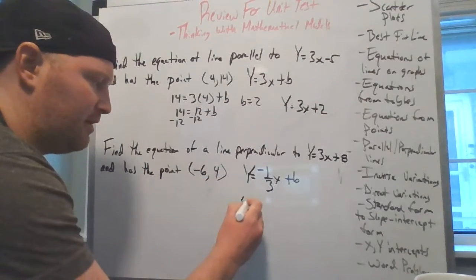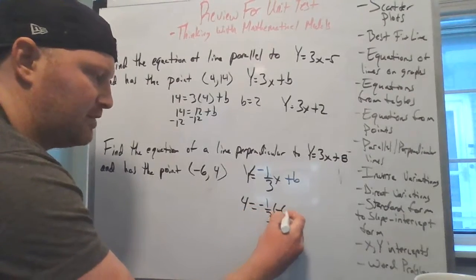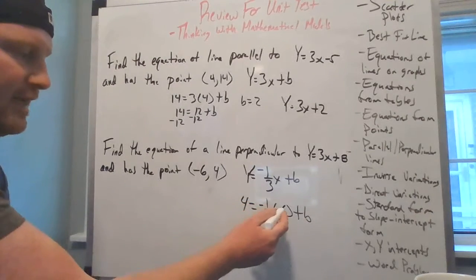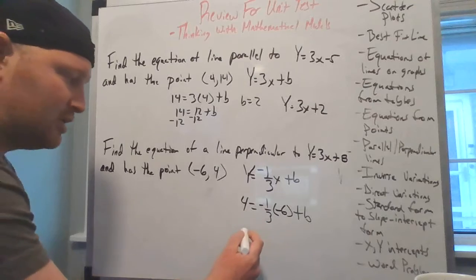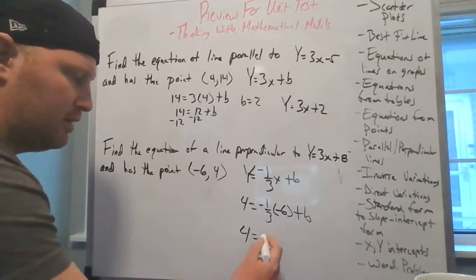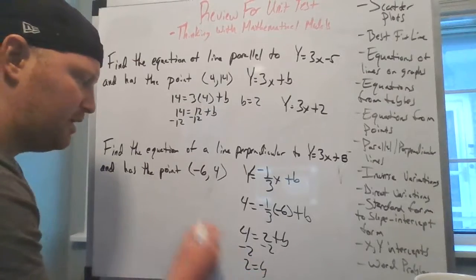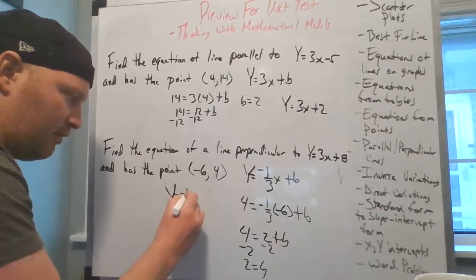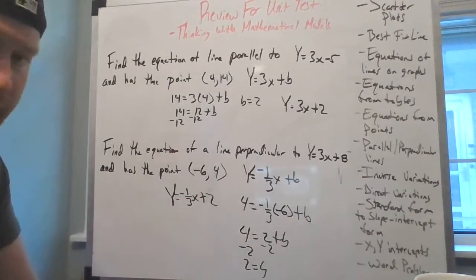Y happens to be 4, so 4 equals negative 1/3 times negative 6 plus b. Negative 1 times negative 6 is positive 6. Positive 6 divided by 3 is 2. So 2 plus b equals 4, minus 2 on both sides, b equals 2. So the equation of the line that's perpendicular to this is y equals negative 1/3 x plus 2. Okay?